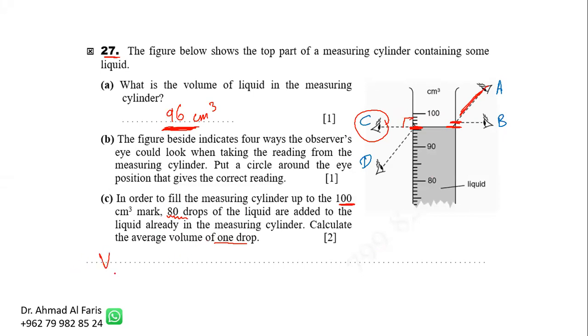Now the volume for each drop is equal to the volume that we added divided by the number. What did you do? You divided 100 by 4? That doesn't work, because the result would be 20. The volume that we added is from 96 to 100, divided by the number, which is 80 drops.